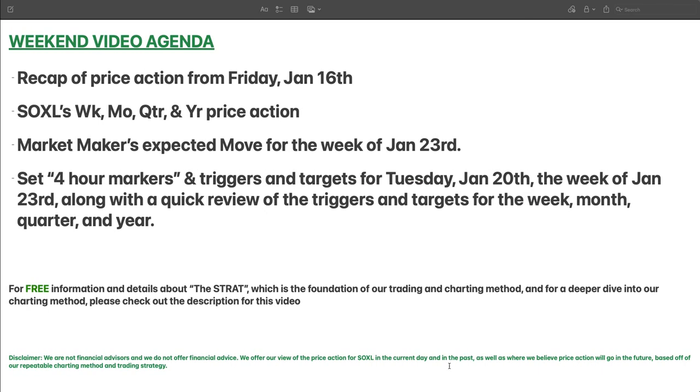First, we'll recap the price action from Friday, January 16th. We'll zoom out like we always do to take a look at the week, month, quarter, and year price action. Then we will take a look at the market maker's expected move for the week of January 23rd, this week coming up. And then we will zoom back in to set the 4-hour triggers and targets, the 4-hour markers, plus our triggers and targets for Tuesday, January 20th, the week of the 23rd, and we'll do a quick review of the triggers and targets for the week, month, quarter, and year as well.